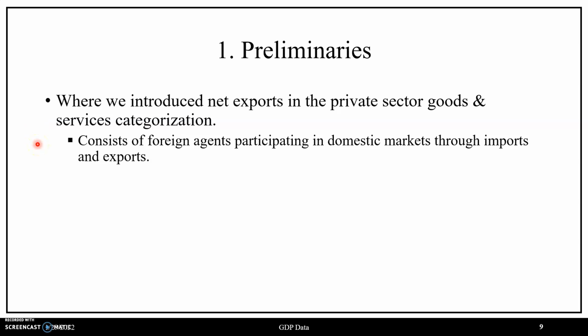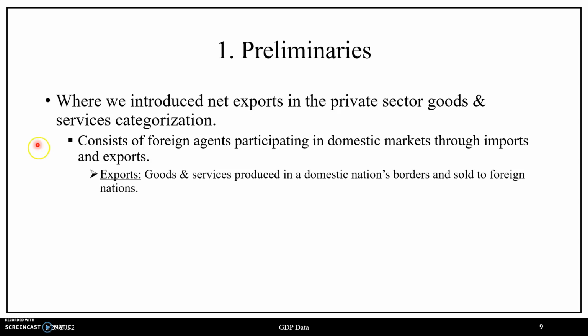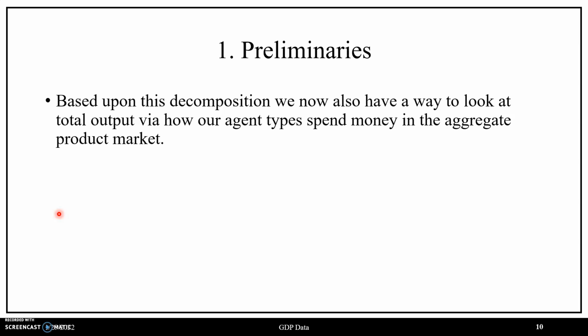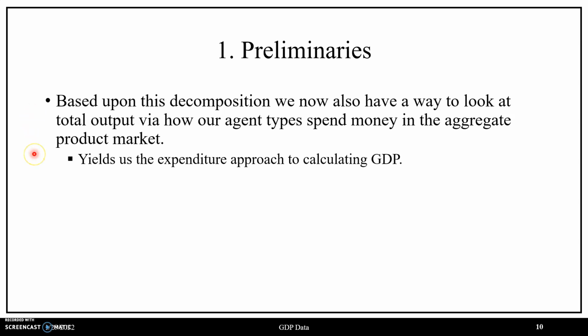This consists of foreign agents participating in domestic markets through imports and exports, where exports are going to be domestic economies selling their goods and services to foreign economies, whereas imports are going to be domestic economies purchasing goods and services from foreign economies. So then based upon this decomposition, we now also have a way to look at total output via how our agent types spend money in the aggregate product market. And this will yield us the expenditure approach to calculating GDP, which we can see with the formula below.